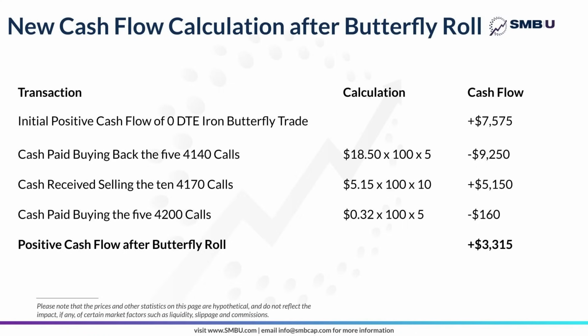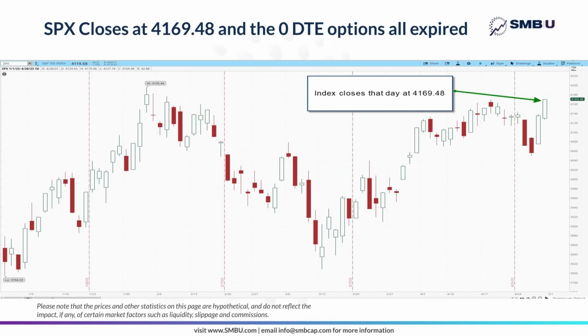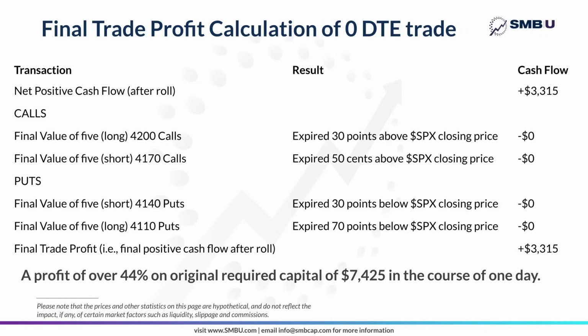Okay, so at this point now, let's move to the end of the day so that we can calculate the final results of the trade, because remember, these options are 0 DTE, so they stop trading at 4 p.m. Eastern Time. And as you can see, the index closed at around 41.6948, just pennies below the 41.70 call strike that we had rolled to. And so now we can calculate the results of the trade, which is pretty easy because as it turns out, all of the options expired worthless.